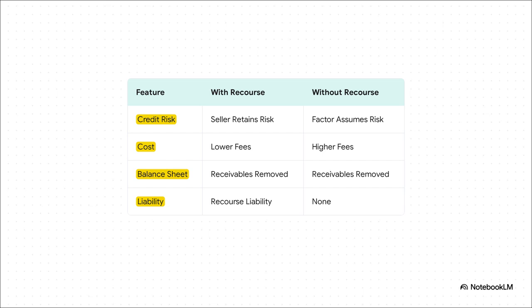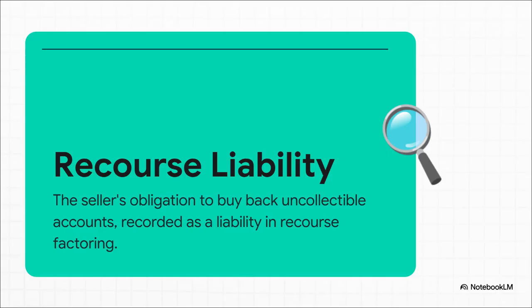Without recourse is the opposite. The factor takes on the risk of non-payment. But for that peace of mind, you bet they're going to charge you higher fees. Now, this term is absolutely critical. Recourse liability. Since you're holding on to the risk in a with recourse deal, accounting rules say you have to record a liability for that potential loss. It's basically you saying, okay, I estimate this much might go bad, and I'm responsible for it. Keep this in your head, because it's about to be a major player in our calculation.